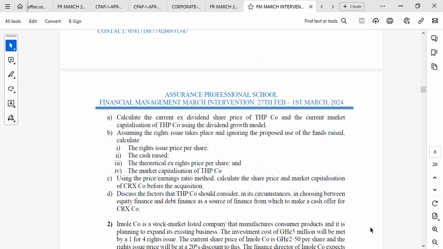Okay, let's look at the C. The C, what are they saying? They say using the price earning ratio method, calculate the share price and the market capitalization of CLCO before the acquisition. So let's come to the C. What are they asking us to do? They are asking us to find the value of that particular company.